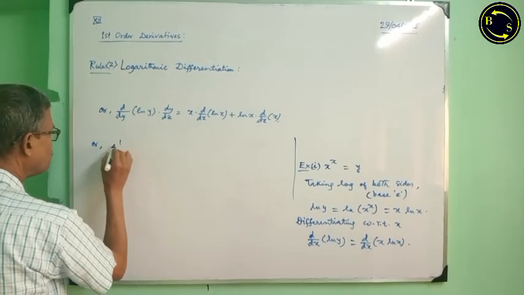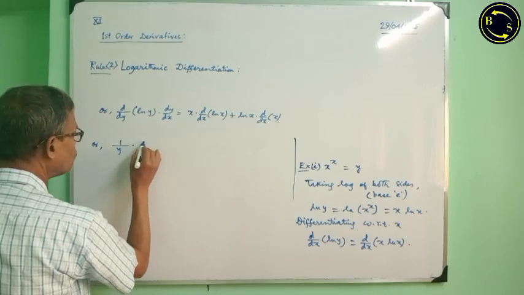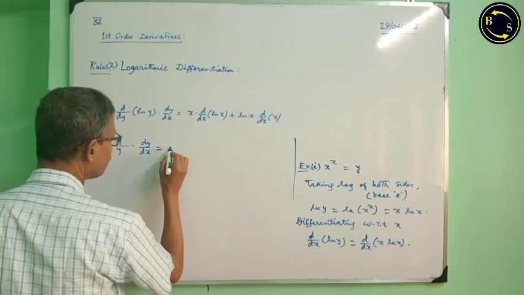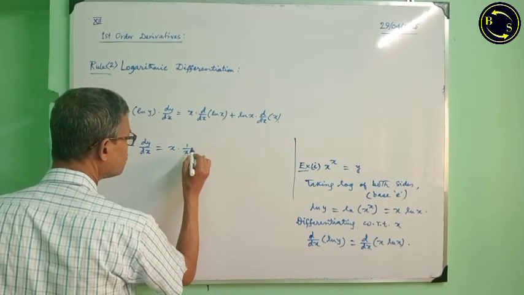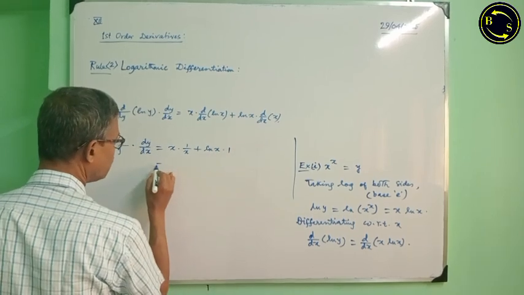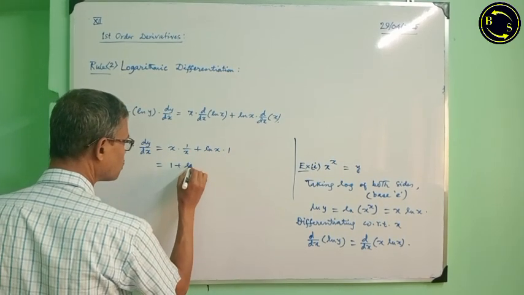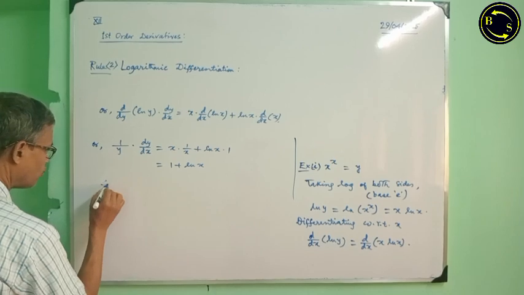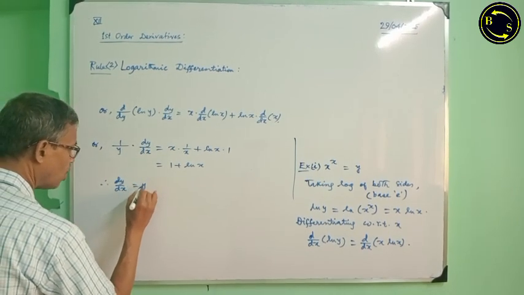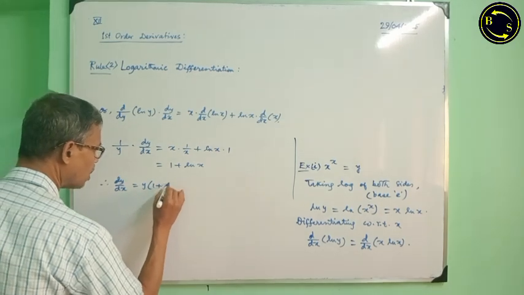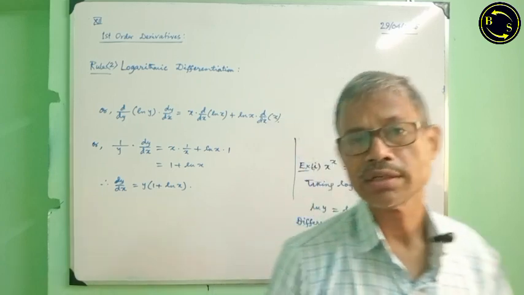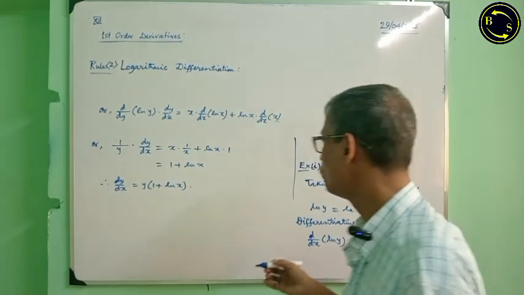d/dy of log y means 1 by y into dy/dx is equal to x into 1 by x plus log x into 1. If we simplify, we get 1 plus log x. Therefore, dy/dx is equal to y into 1 plus log x. Now here y is not so complicated, a large expression, we put the value.